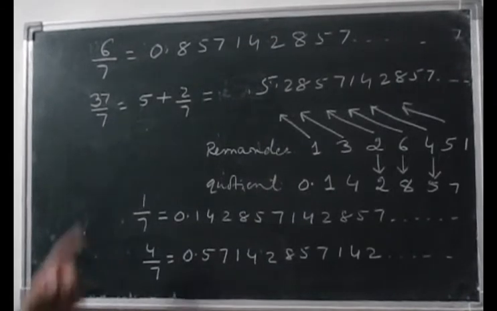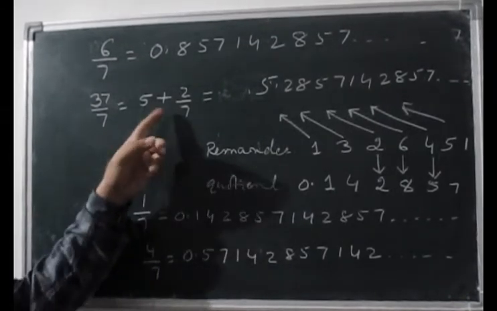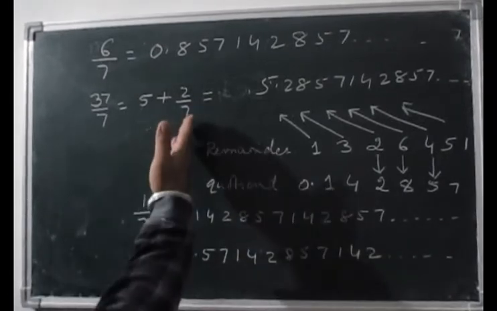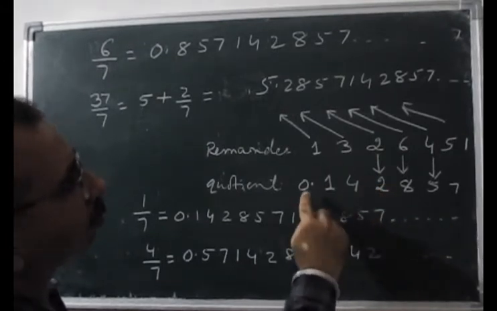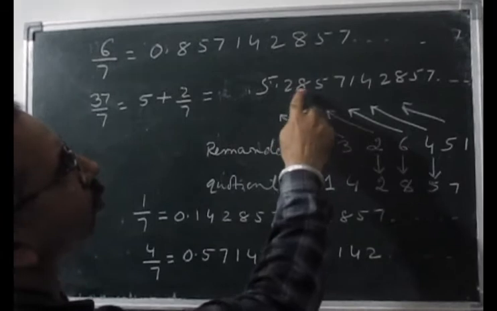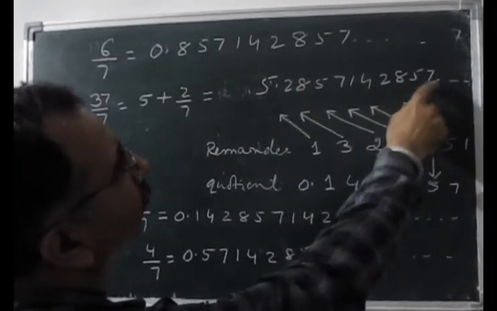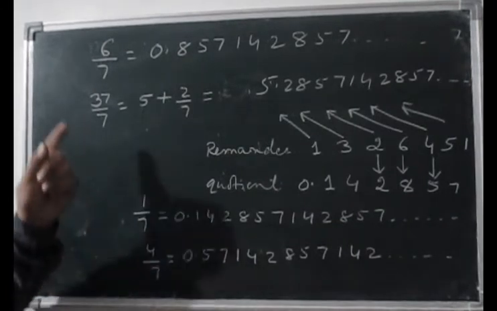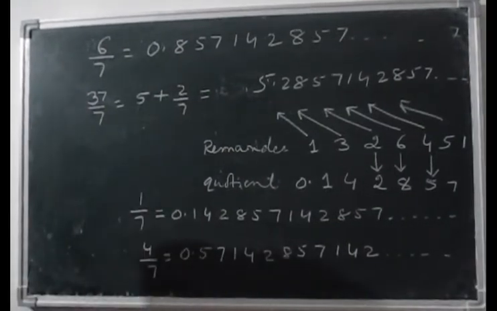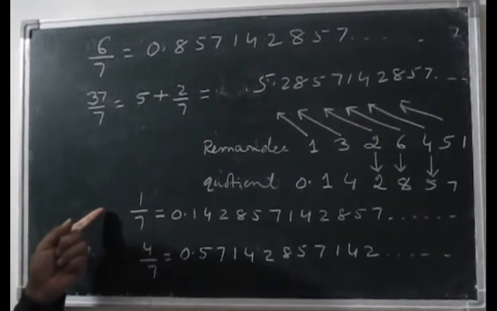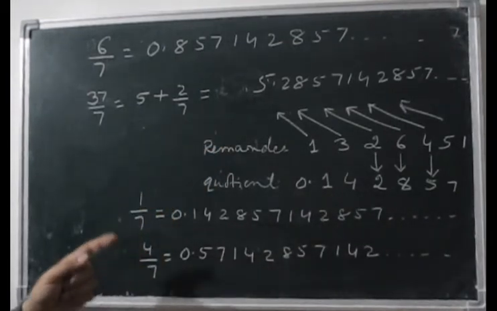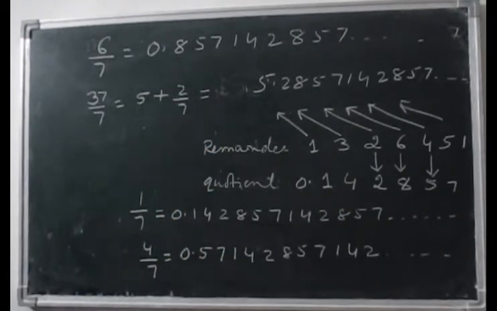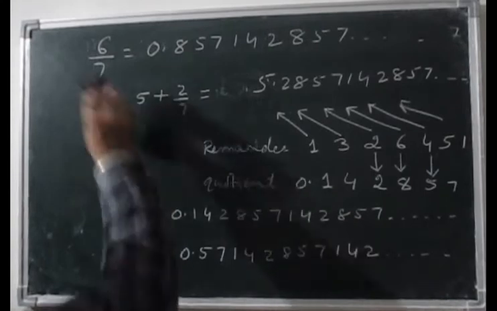So the decimal representation of 37 by 7 is 5 plus 2 by 7, and 2 by 7 we know how to write. For 2 by 7, start from the number just below the 2 and write 0.2857, 2857, then 1428, and so on, and add 5 there. So I get the decimal representation of this. So any number divided by 7 can be represented in decimal just from the decimal representation of 1 by 7. Let's do one more example to make this point clear.